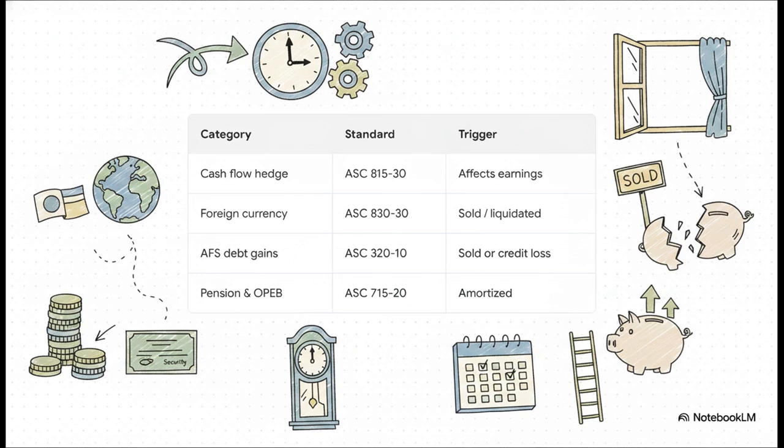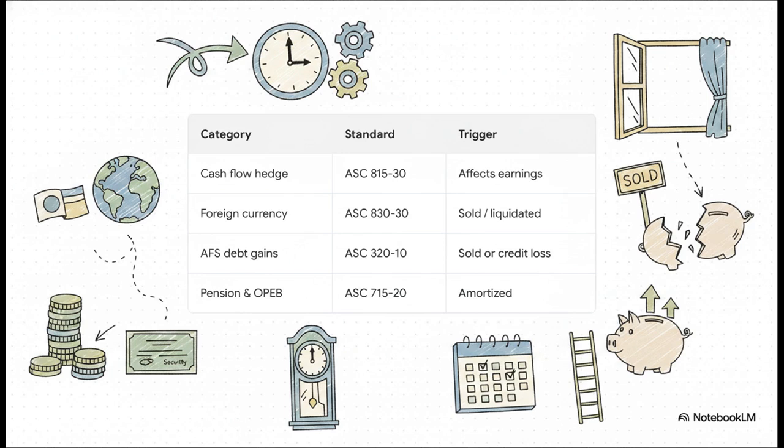Category 2, foreign currency translation adjustments, or CTA, under ASC 830-30. Imagine you've got a subsidiary in Europe, you translate their financials, and the adjustment just sits in AOCI. It only triggers to earnings if you actually sell off that European sub or substantially liquidate it. Category 3, unrealized gains and losses on available-for-sale debt securities under ASC 320-10. These wait quietly in AOCI until the security is sold or until a credit loss is recognized.